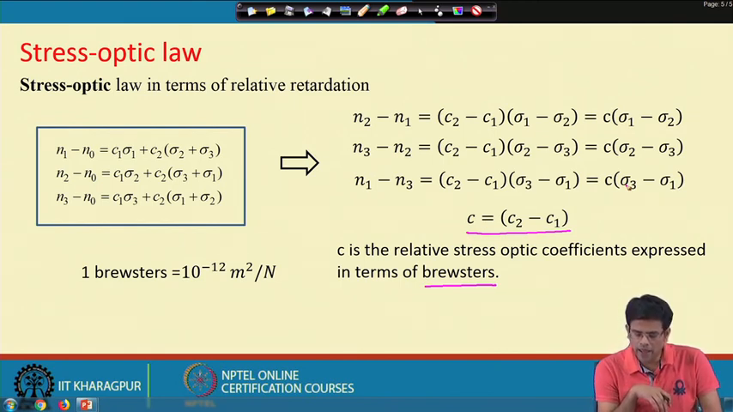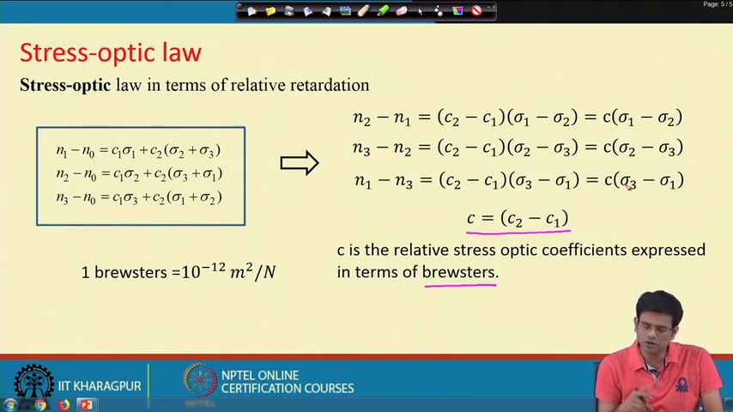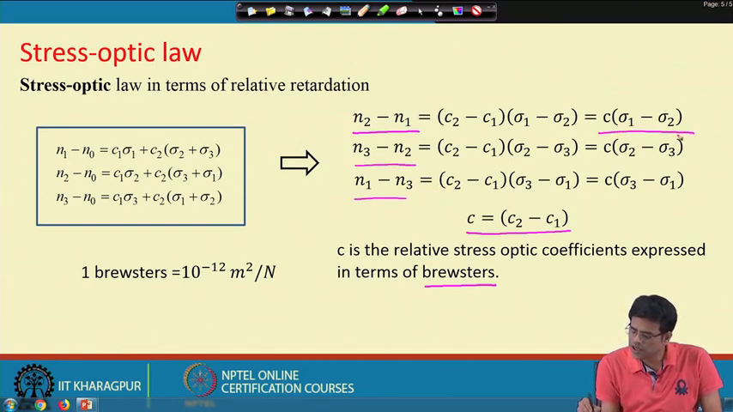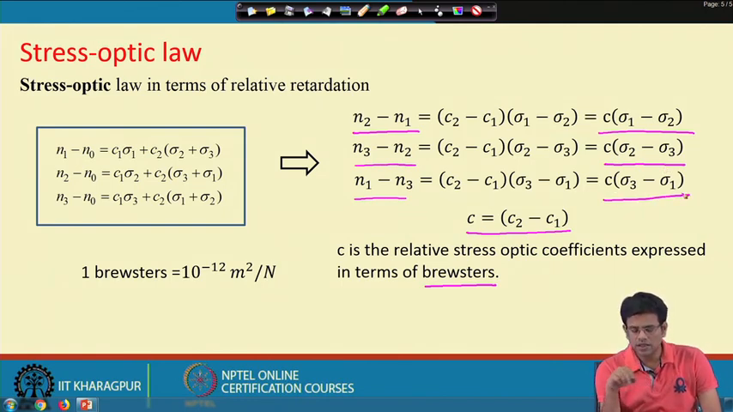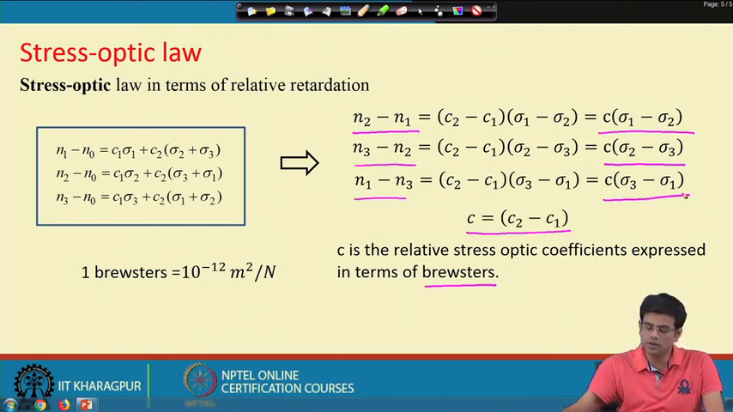Finally, my stress optics law in terms of relative refractive indices is: C into sigma 1 minus sigma 2, C into sigma 2 minus sigma 3 and C into sigma 3 minus sigma 1. This stress optics law is used essentially for finding out the principal stress difference in the case of isochromatic fringes or isoclinic fringes. That we will see later.